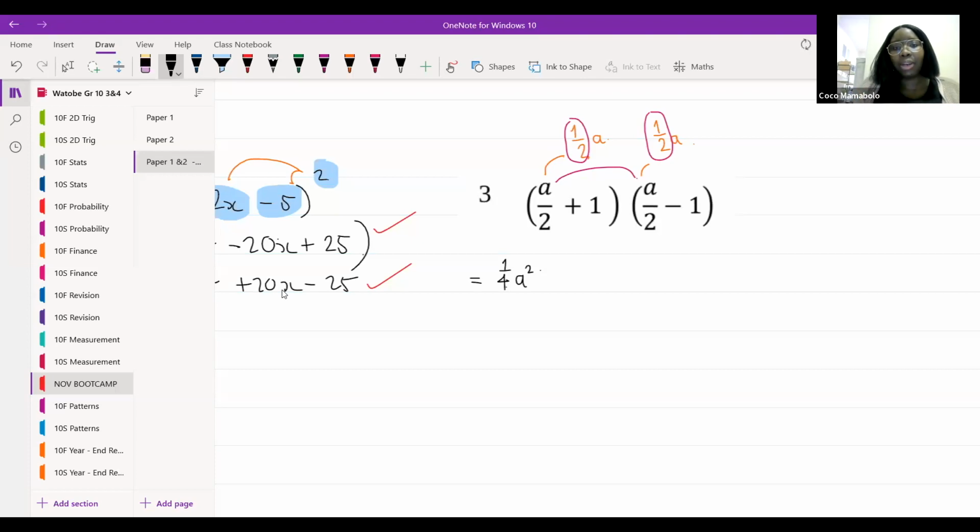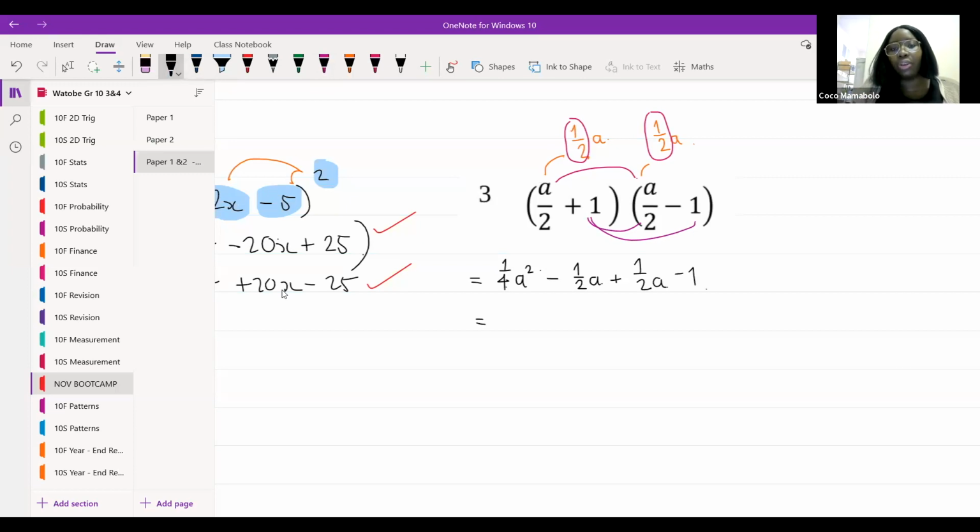Okay. And then I'm going to get A, or a half A times -1 is going to give us negative a half A. Then we'll do the bottom. 1 times a half A will give us positive a half A, and 1 times -1 would give us -1.